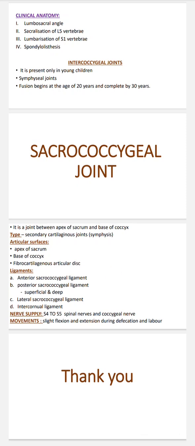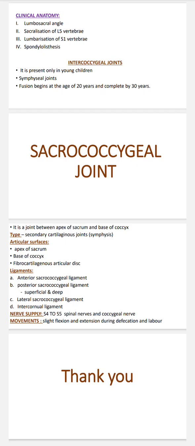It is a joint between the apex of the sacrum and the base of the coccyx. The type is a secondary cartilaginous joint, a symphysis. Articular surfaces are the apex of the sacrum and the base of the coccyx along with the fibrocartilaginous articular disc. The ligaments here are the anterior sacrococcygeal ligament, the posterior sacrococcygeal ligament, which contains superficial and deep fibers, the third one is the lateral sacrococcygeal ligament, and the last one is the intercornual ligament.